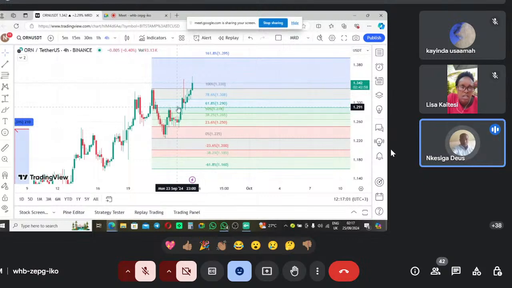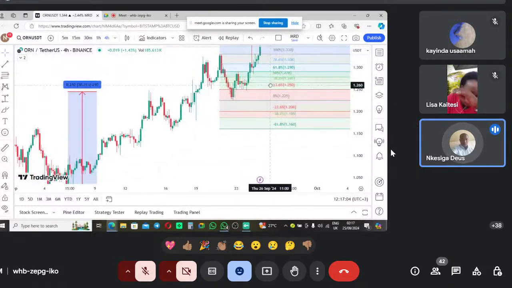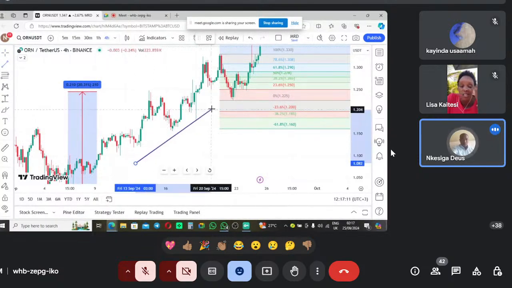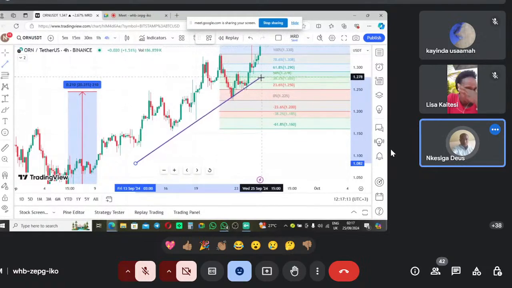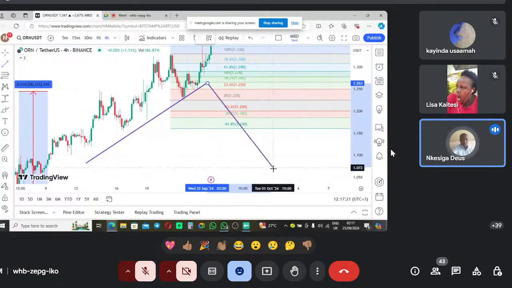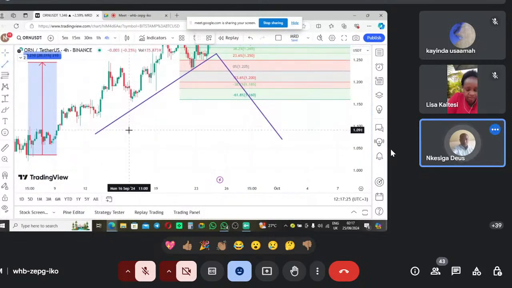So, for example, now, in market analysis, we have what we call the uptrend. In an uptrend, the market will be moving like this, like the way I'm drawing this line. That is the uptrend. In a downtrend, the market will be moving like this. That is the downtrend. And again, we have what we call the ranging market.